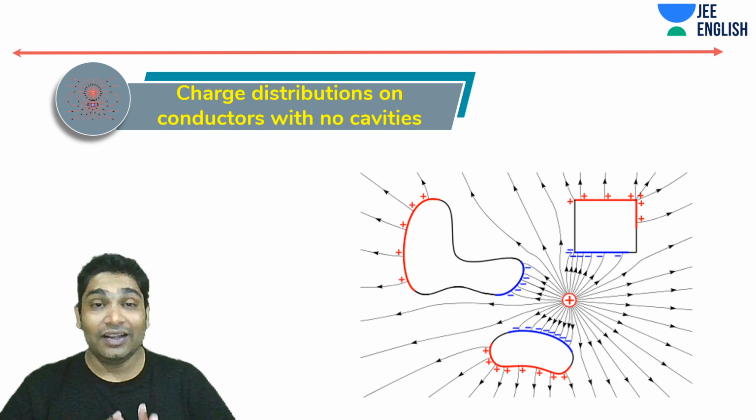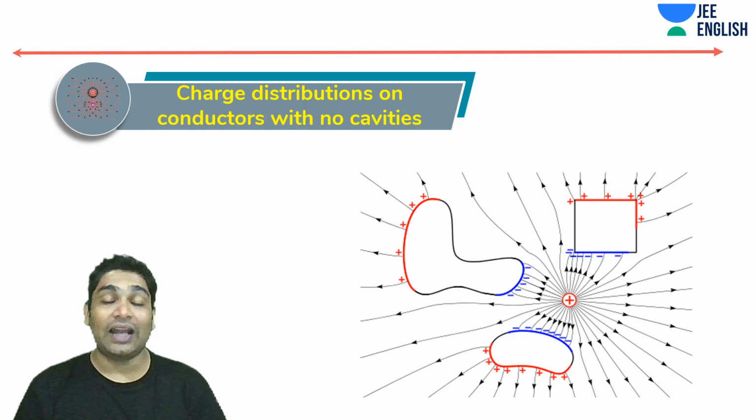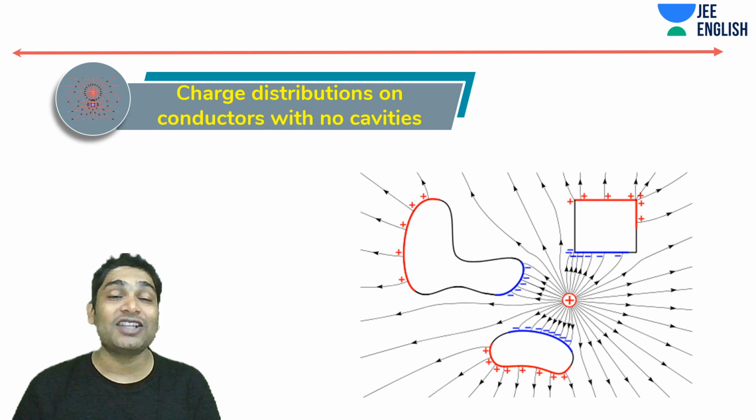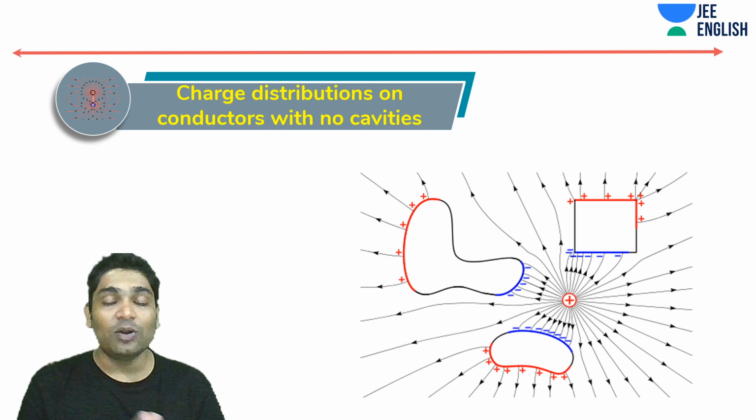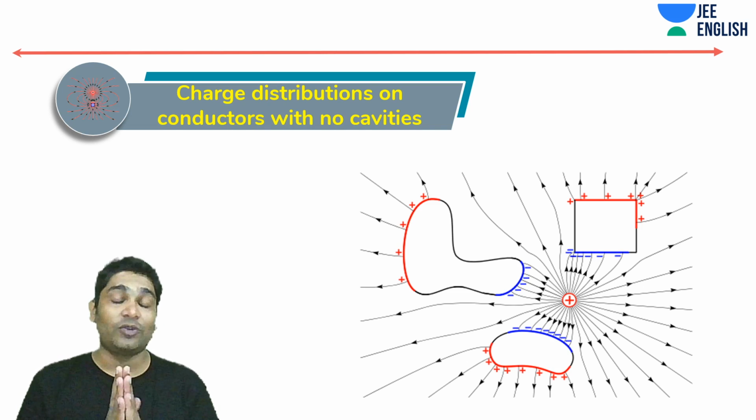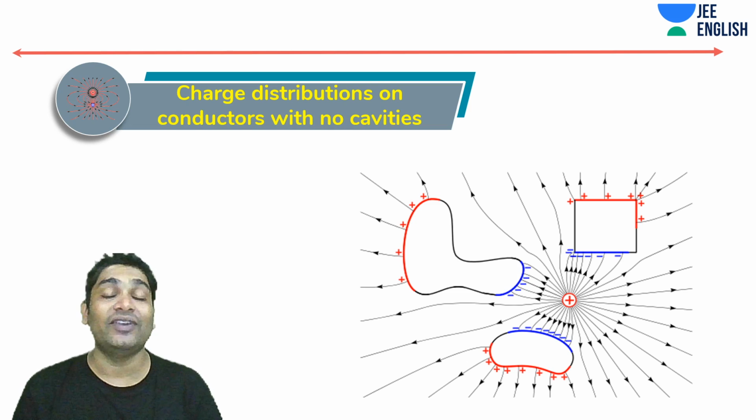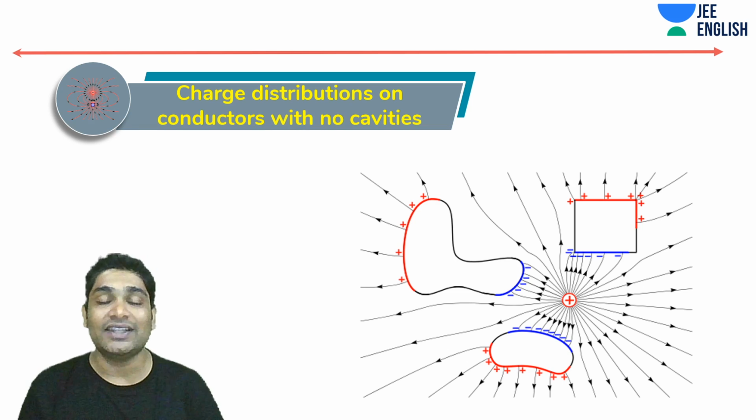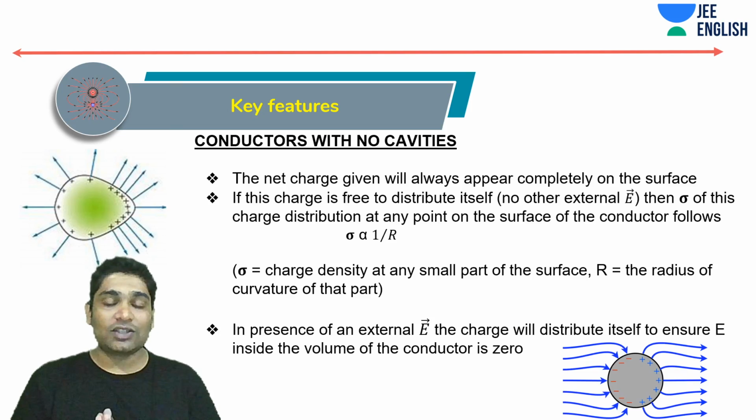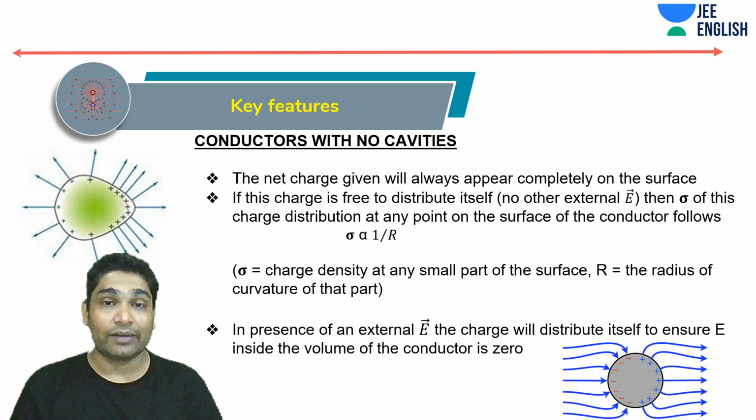Now comes the important part. Now is the tricky part on which most of your questions are based: the charge distribution on conductors. I've divided that into two categories here. First, we'll talk about charge distribution on conductors where there are no cavities present, and then we'll take up the case where there are cavities inside the conductor. So the first part, let's talk about the key features: conductors with no cavities.